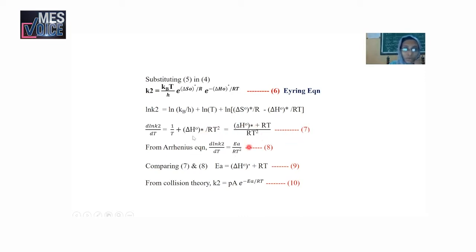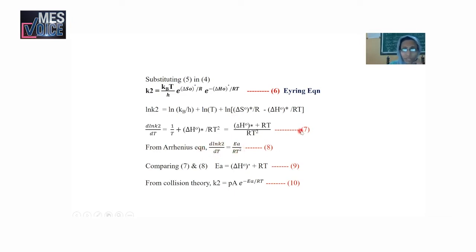Okay, that is d by dT of ln K2. We know the Arrhenius equation: K2 is equal to A into e raised to minus EA by RT. From this Arrhenius equation, d by dT of ln K2 is equal to EA by RT square. That is, taking the logarithm of the Arrhenius equation and then differentiating with temperature, it is equal to EA by RT square. It was already done in previous classes. So d by dT of ln K2 is equal to EA by RT square.